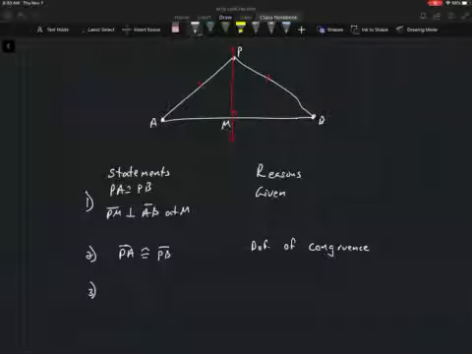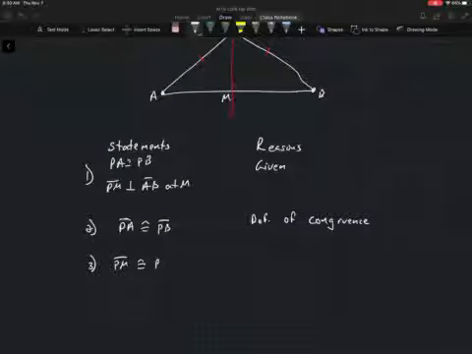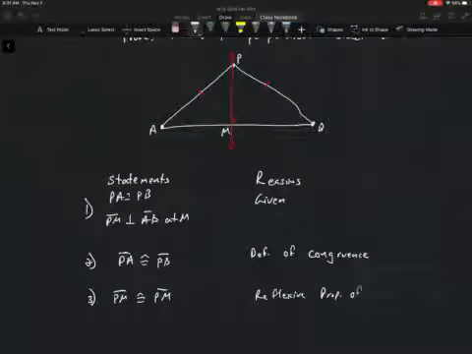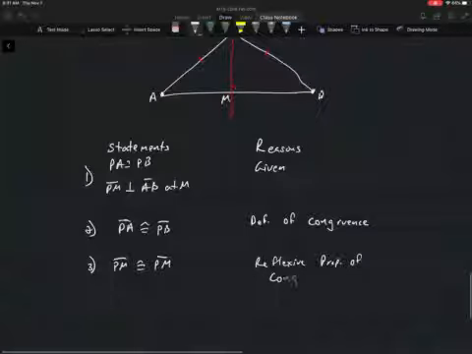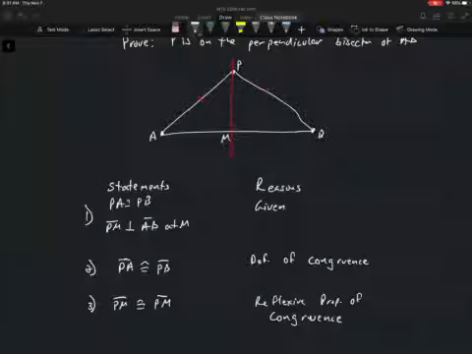So the third step is that we can say, and we've done this several times in class, because this is a common side. PM is a common side for both triangles, if you will. And so this is the reflexive property of congruence. All right, so we've established that because it's a common side.